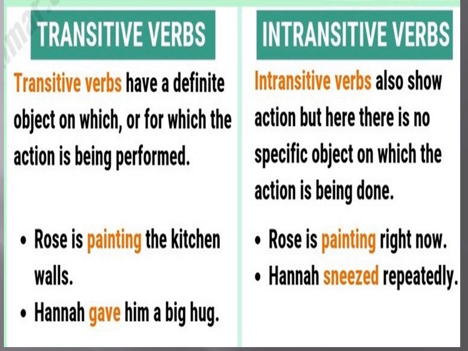Clear? She ate. What she ate? She could have eaten anything. She could have eaten an apple. She could have eaten her food. Or she could have eaten a pizza. Anything. Alright? So an object is not required in an intransitive verb. But in a transitive verb, we need an object.